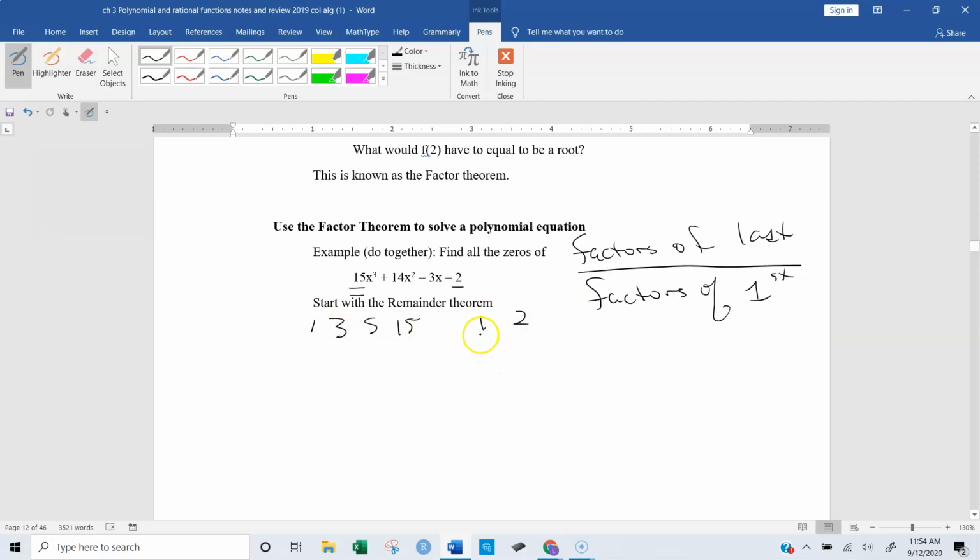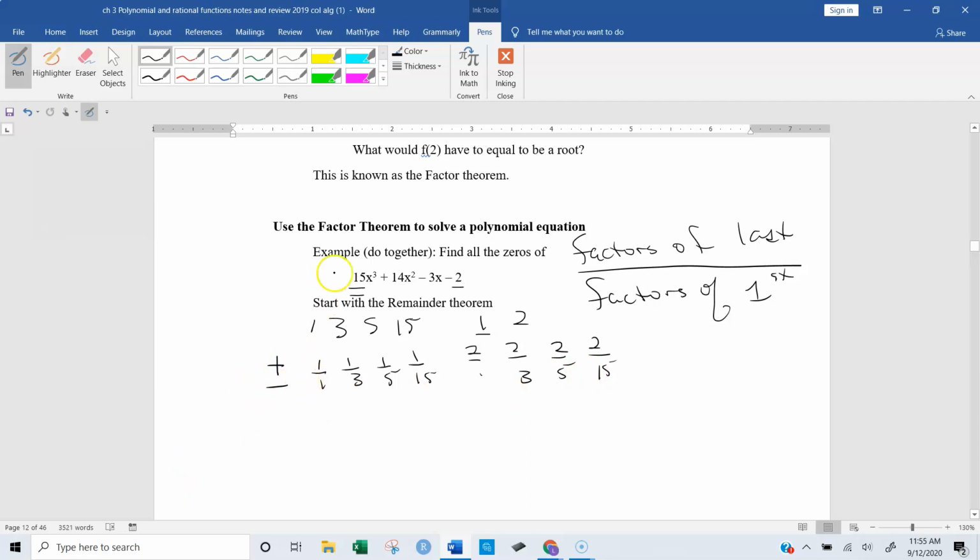What you do here is you take 1 divided by everybody. So 1 divided by 1, 1 divided by 3, 1 divided by 5, 1 divided by 15. And you do the same with 2. 2 divided by 1, 2 divided by 3, 2 divided by 5, 2 divided by 15. Okay, when you look at this, we're going to go through, and all of these can be plus or minus roots.